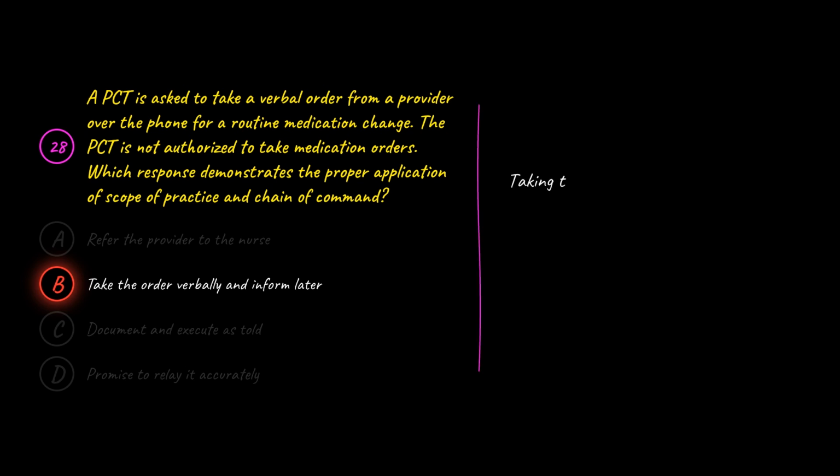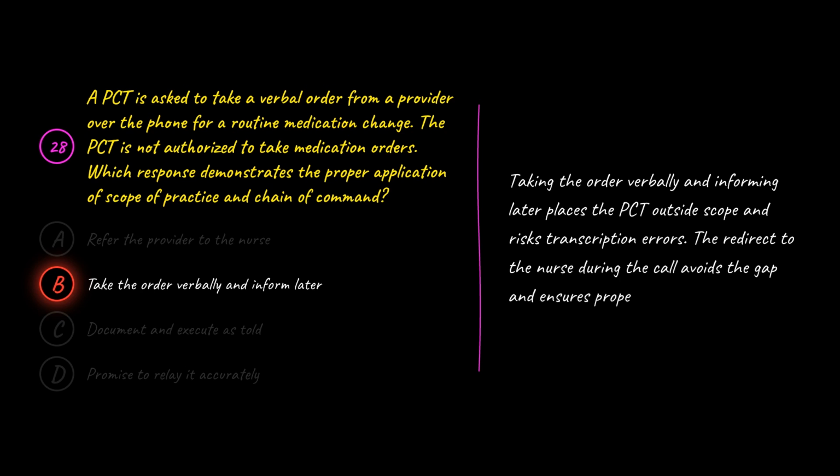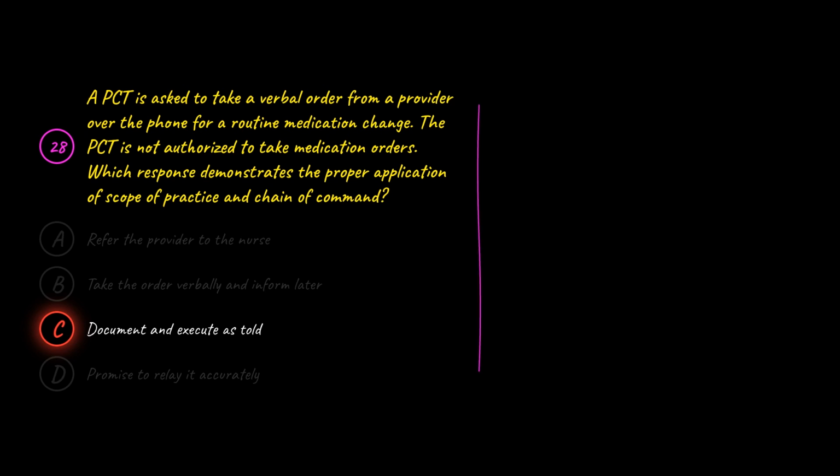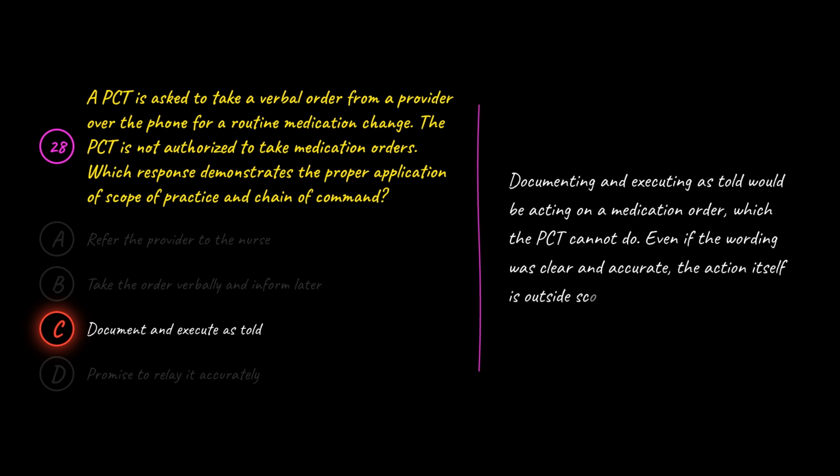B is wrong because taking the order verbally and informing later places the PCT outside scope and risks transcription errors. The redirect to the nurse during the call avoids the gap and ensures proper readback by authorized staff. C is wrong because documenting and executing as told would be acting on a medication order, which the PCT cannot do. Even if the wording was clear and accurate, the action itself is outside scope and exposes the patient to risk.